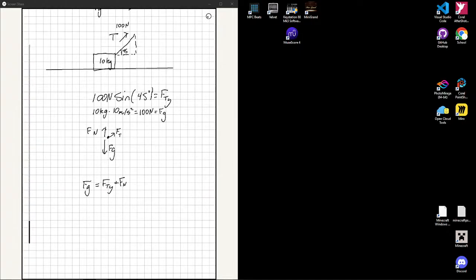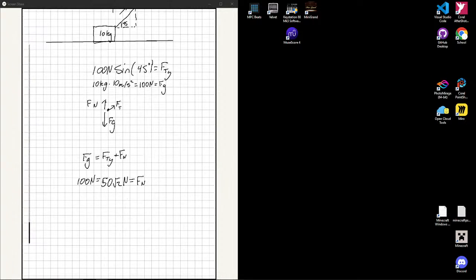So we have, this is 100 newtons was gravity we found, equals Fty was 100 newtons times sine of 45. So that's 50 rad 2 newtons equals Fn. That's sine of 45 is rad 2 over 2 times 100, which is 50 rad 2. Okay, so if we just subtract those two, I'm not doing that, but this is about like 1.4 times, this is about 30 newtons, I believe.